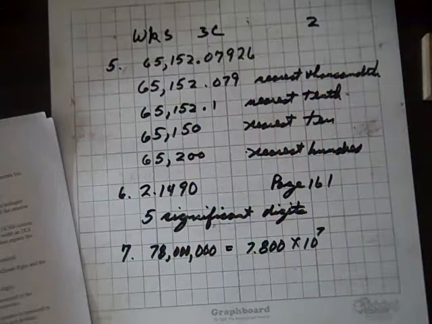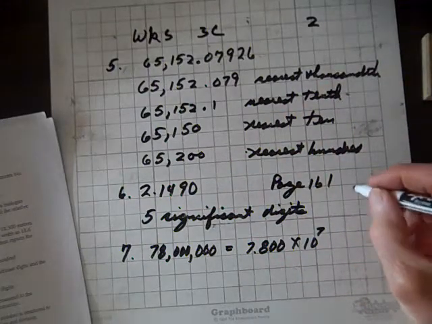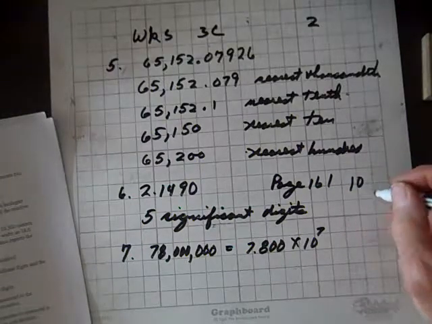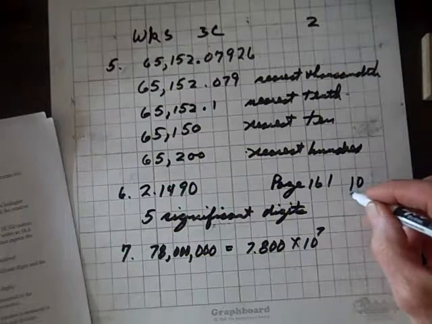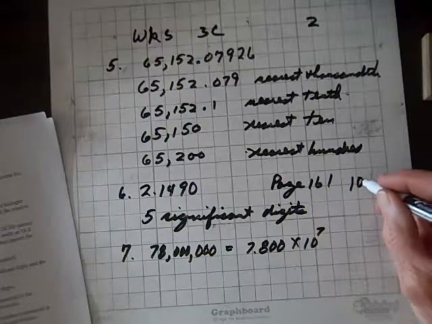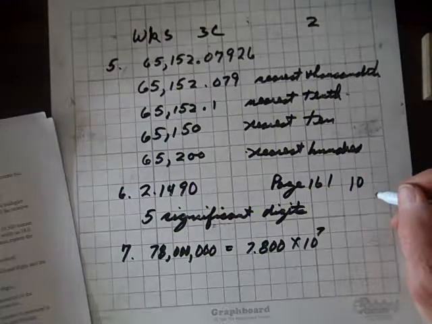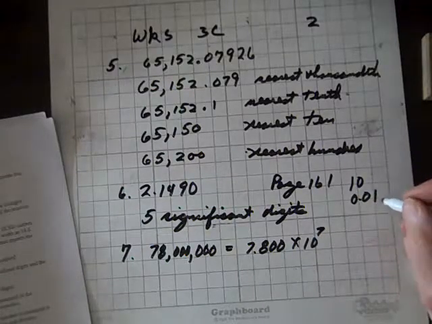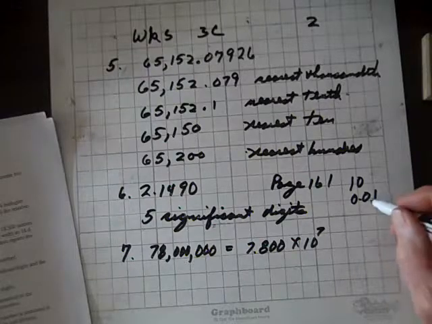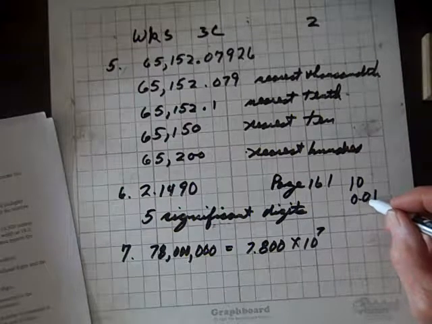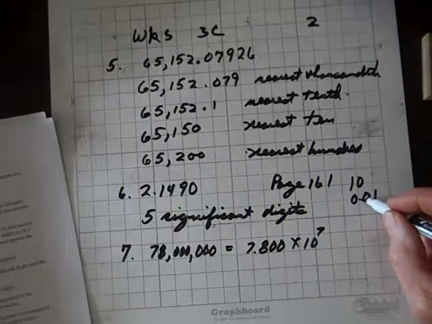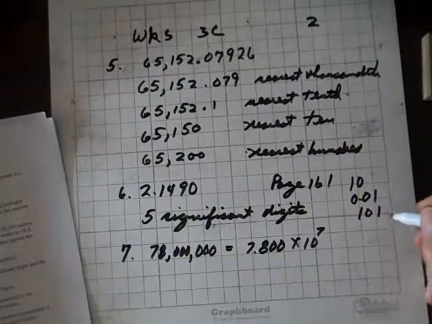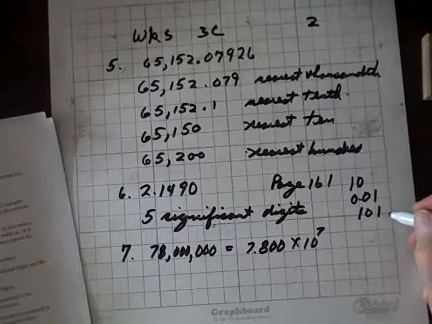Let me give you an example of a 0 that's not significant, that is only in place to locate the decimal. This is one significant digit. The only purpose for that 0 is to locate the decimal. Correspondingly, this is one significant digit. The only reason for these zeros is to locate the decimal. On the other hand, 101, that's 3 significant digits.